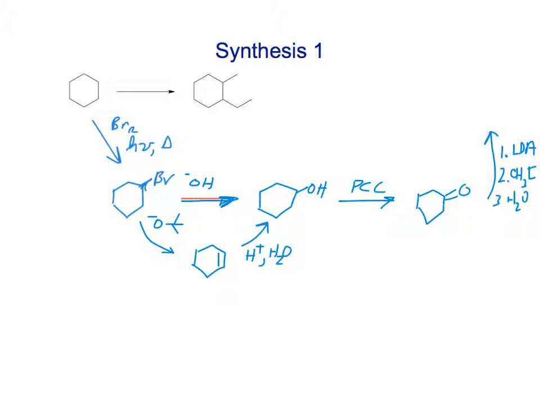All right, so if we do that, we've put on a methyl group onto one of the alpha positions. Okay? So now we have to put the ethyl group on, and we want to put the ethyl right where the ketone is. All right, so how are we going to do that?